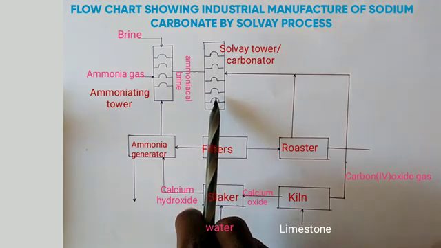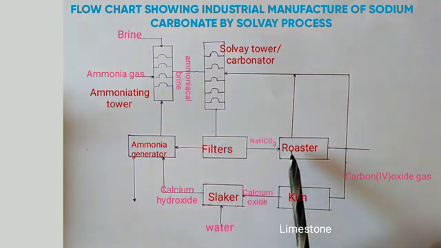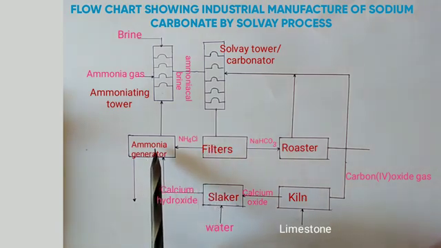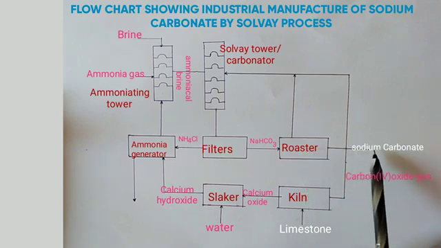Now in the Solvay tower, the reaction occurs where it forms sodium hydrogen carbonate and ammonium chloride, which is pumped to the filters here. In the filter, there occurs separation, that is sodium hydrogen carbonate, which is solid, and ammonium chloride, which is filtered. The residue sodium hydrogen carbonate is pumped to the roaster, and ammonium chloride is pumped to the ammonia generator. So in the roaster, the sodium hydrogen carbonate is decomposed to form sodium carbonate, which is our main product, which is pumped out here.